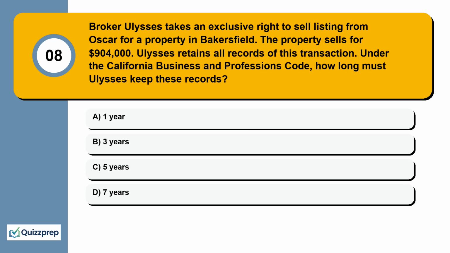Question 8. Broker Ulysses takes an exclusive right to sell listing from Oscar for a property in Bakersfield. The property sells for $904,000. Ulysses retains all records of this transaction. Under the California Business and Professions Code, how long must Ulysses keep these records? 1 year, 3 years, 5 years, 7 years.